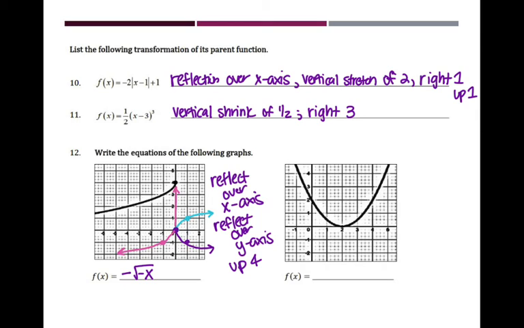And moving up 4 means I'm going to be adding 4 to the outside of my radical. For the second one, it is a quadratic. So let's go ahead and plot our original quadratic. And one thing I noticed right away is that it moved horizontally 2 units. So we'll say that that is to the right 2.